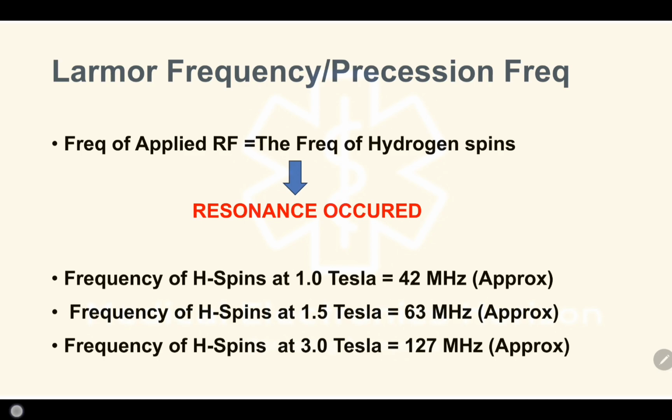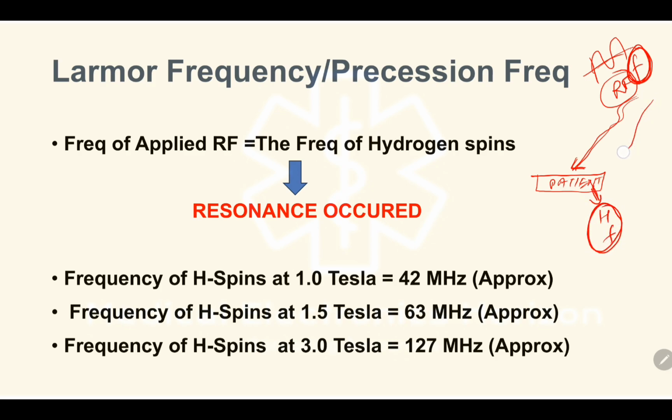So now you understood the Larmor frequency. The Larmor frequency is proportional to the magnetic field strength. When you apply RF, see, this is the RF and this is the patient inside the MRI. The RF wave frequency should be the same as the hydrogen atom precession frequency. Understood? If it is the same, then what will happen? Resonance will happen, and maximum power transfer will take place. The RF power can be transferred to the patient, and the maximum energy will be transferred.